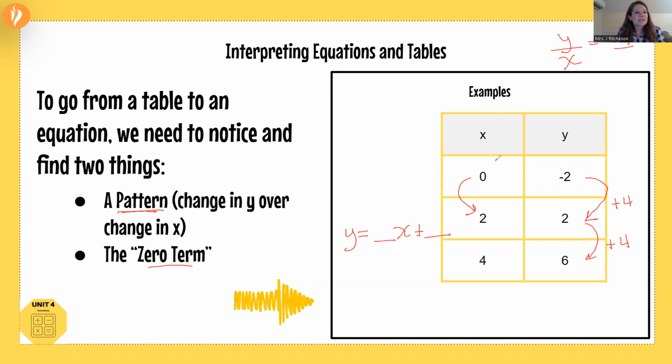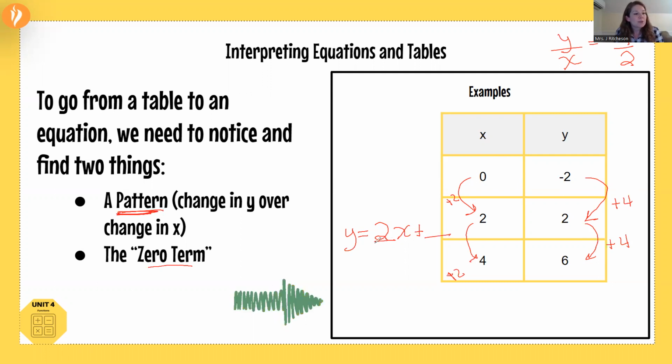What is our change in x? So 0 to 2, we would add 2. 2 to 4, we would add 2. So our change in x is 2. So can we simplify 4 divided by 2? 4 divided by 2 is 2. So our pattern or our rate of change is 2.